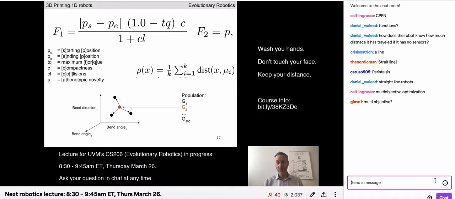So far, so good. This is a little bit different from what we've seen before. Objective one is looking at features of just an individual robot. Objective two is the fitness of the robot, using features not just of the robot itself, but also other robots in the population.